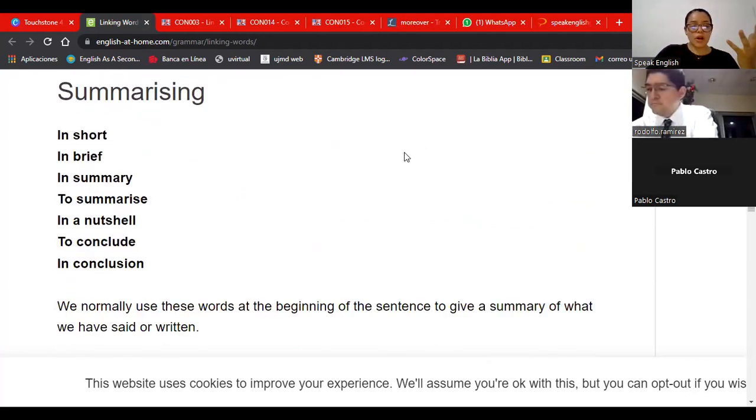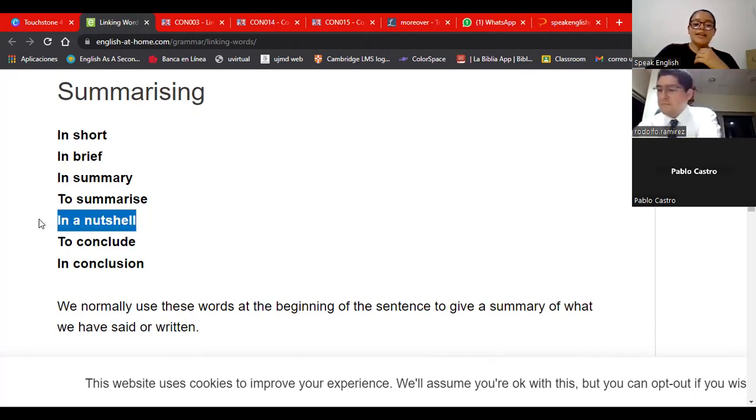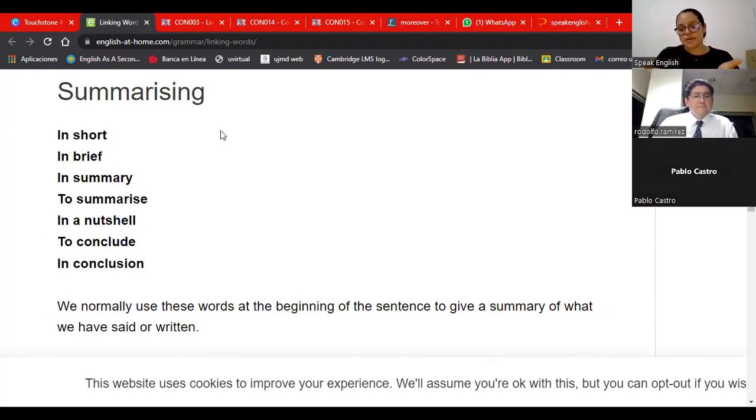Summarizing. What are the words that we have over here? Pablo, can you please read them? In short, in brief, in summary, to summarize, in a nutshell, to conclude, in conclusion. Yes, basically they are the same, right? They are to say at the end, to make a summary.